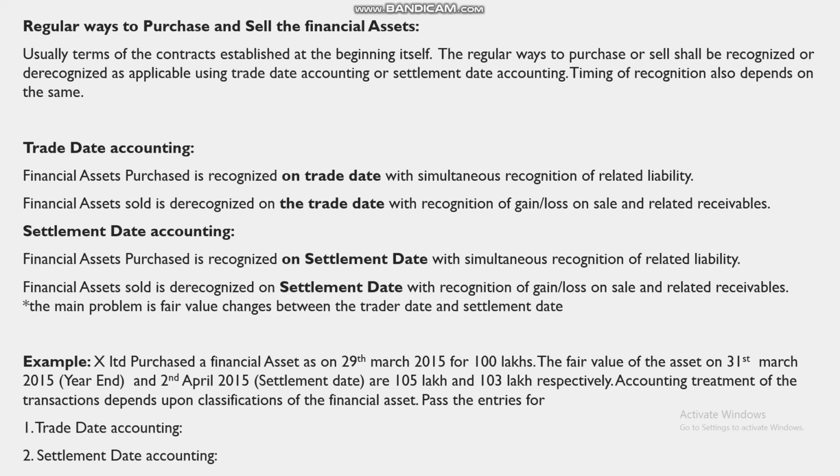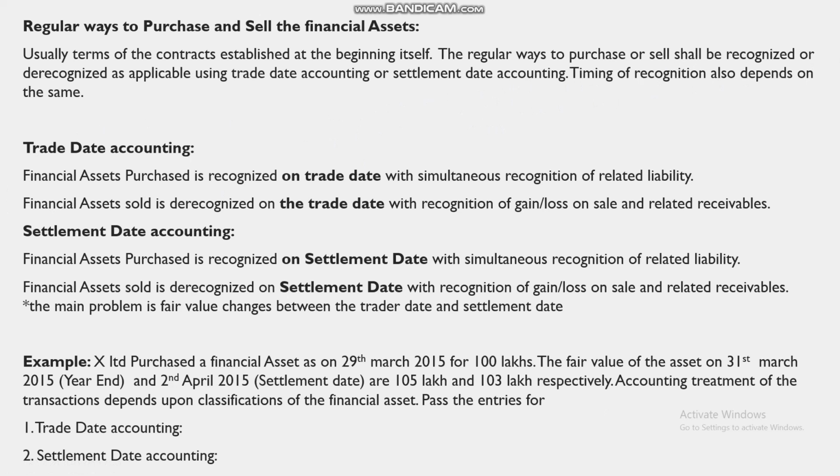So the timing of the recognition also depends on trade date accounting and settlement date accounting. Why? Because if you are preparing your accounts on the trade date and if you are preparing your accounts on the settlement date, the transactions and the entries may be a bit different. Correct? So on the basis of that, we are going to recognize the financial asset or the financial liability.